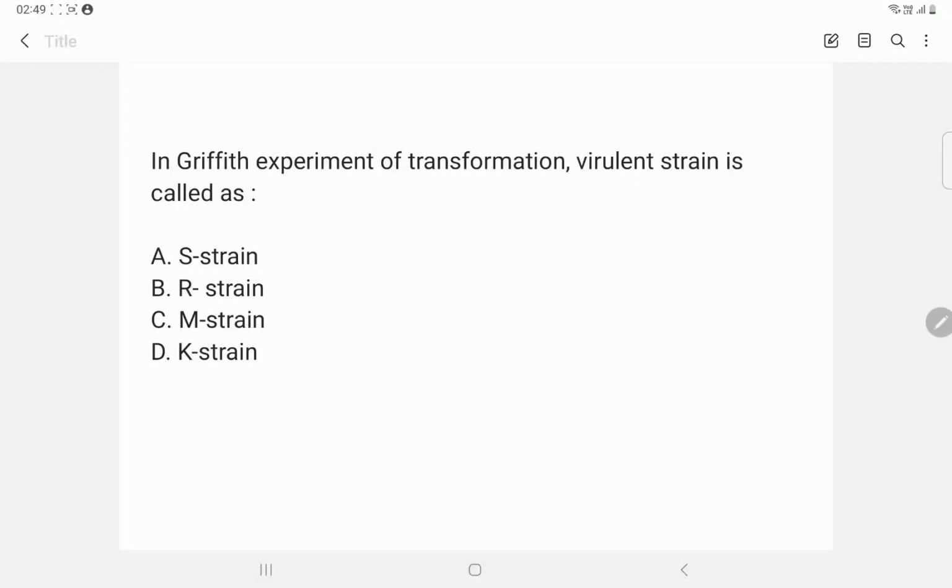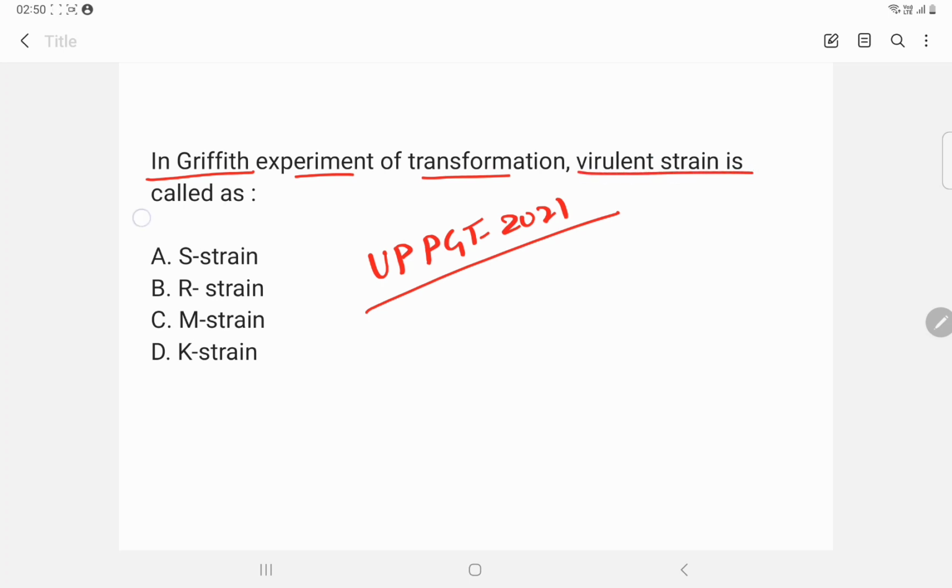Learners, here I have taken a previous year question from the exam UPPGT 2021. Subject is biology. A very important conceptual question I have selected here. Let's read it first. In Griffith experiment of transformation, virulent strain is called as, options given are S strain, R strain, M strain and K strain.